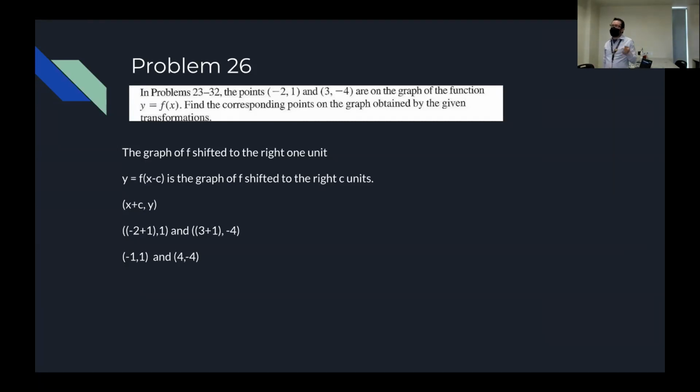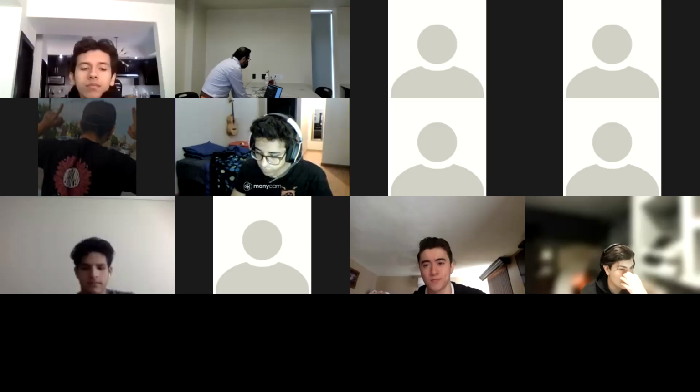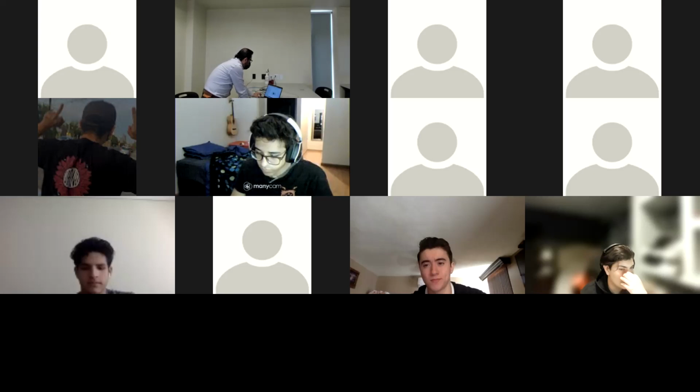So basically, if it's shifted to the right, it's being moved along the x-axis towards the positive side. If it shifts to the right, the function is f of x minus c, and so we add the value. In this case, it's shifted right by 1 unit, so we add that 1 unit. So -2 plus 1 is going to be -1, and 3 plus 1 is 4, and that would be that shift. Perfect. Well done. Okay, good job. Thank you for it.